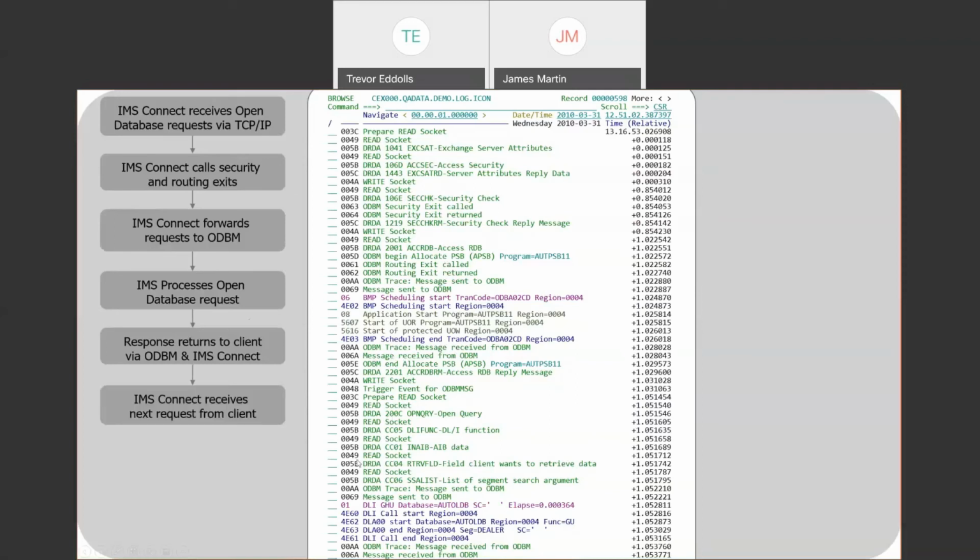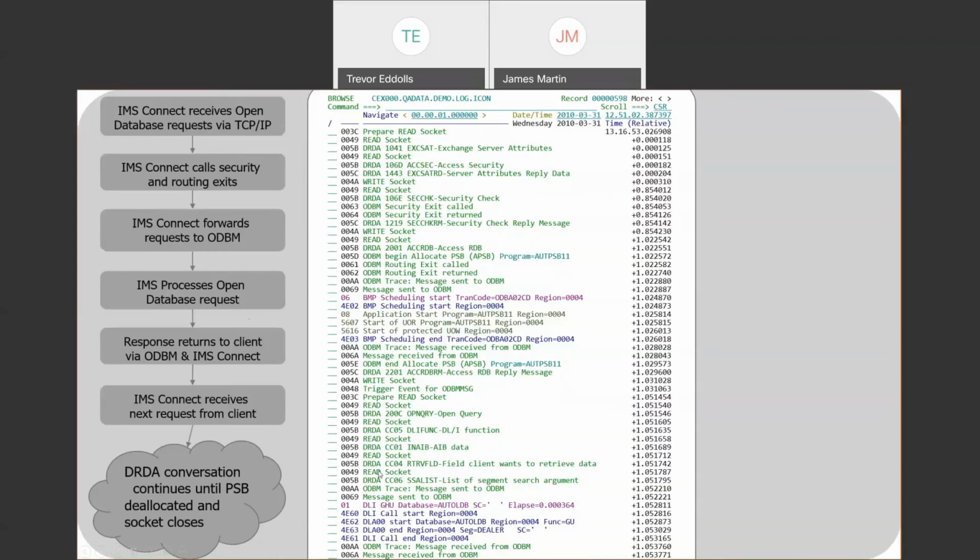IMS Connect receives the next request. We write the socket, the RDB reply message, and here's our open query. You can see here our open query for a relational query call or SQL call is being translated into DLI, because that's what IMS speaks. So we translate to DLI, and we send a segment search argument. It wants to retrieve the following data, and then the DRDA conversation continues until the PSB is deallocated and the socket closes. But again, tracking a transaction from start to finish is where PI really shines.